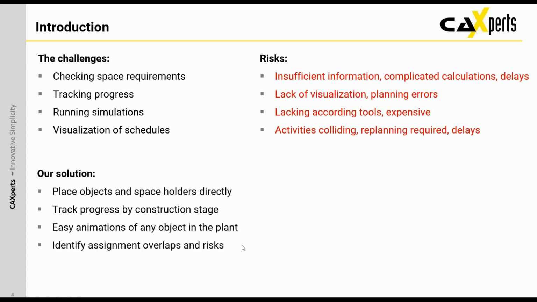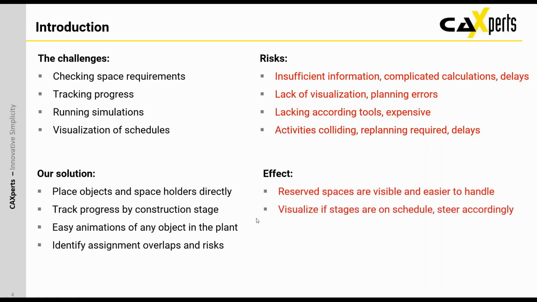So our solution is, first of all, you can place objects in space holders directly. The effect is reserved spaces are visible and easy to handle, and especially they're visible to the whole team. Track the progress by construction stage. Visualize whether stages are on schedule and steer accordingly. So you can see in your digital twin what the status should be and what it is, and there are different ways of actually visualizing and holding those stages against each other.